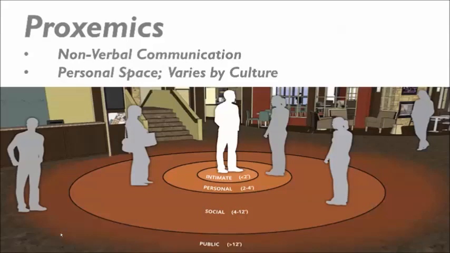Now between about 2 feet and 4 feet, that's what we would refer to as personal space or a personal zone of contact. And it's somebody that you're familiar with, maybe you're friendly with, but you can talk to them and have a one-on-one conversation.